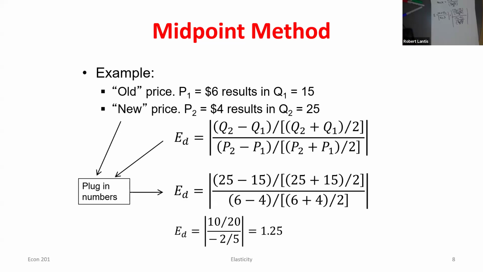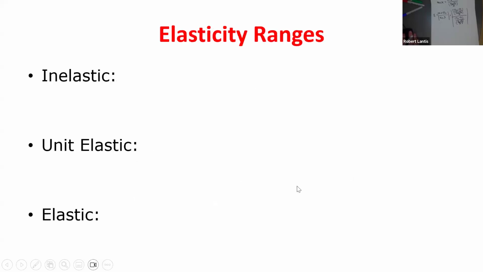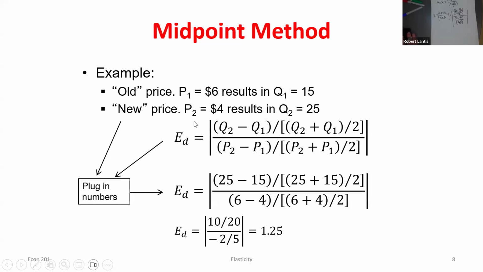Any questions on this idea before we keep moving? Yeah. So what does a price elasticity of 1.25 represent? I've got a couple different ranges here. You're anticipating where I'm going, so this is good. In the earlier example, I think we had an elasticity measure of like 0.5 or something. It was less than 1.